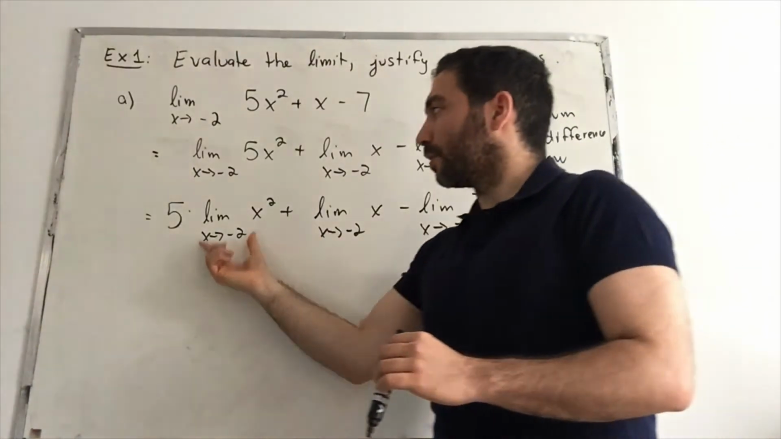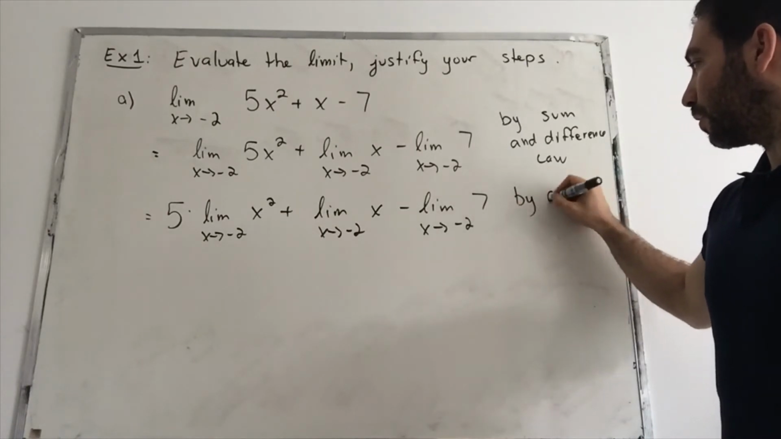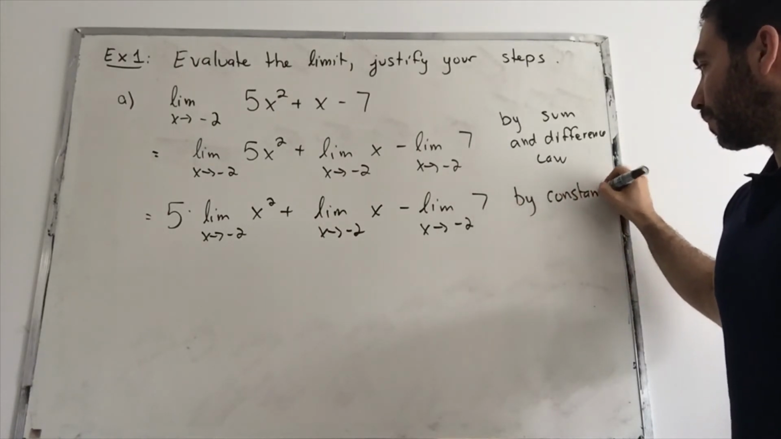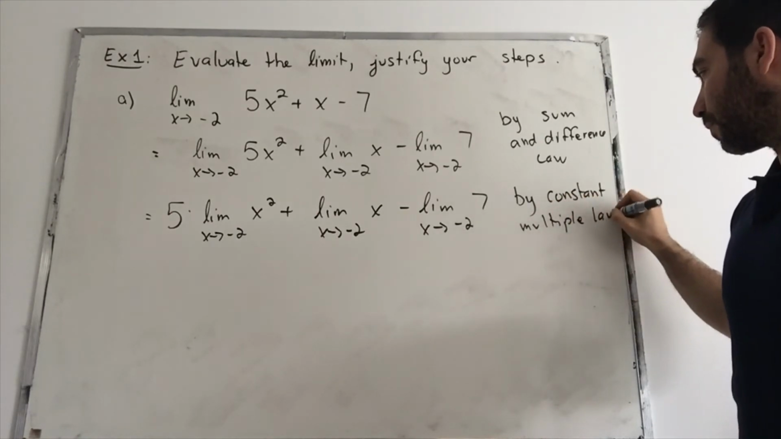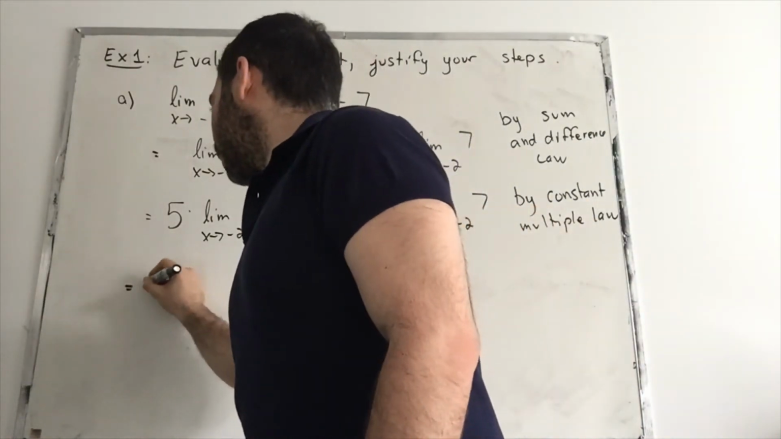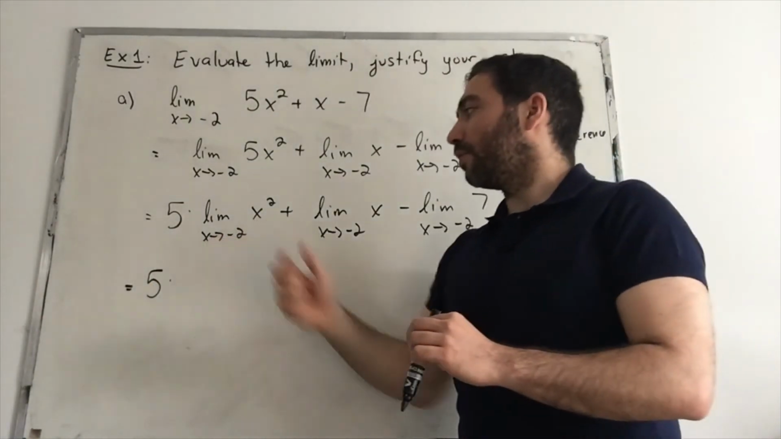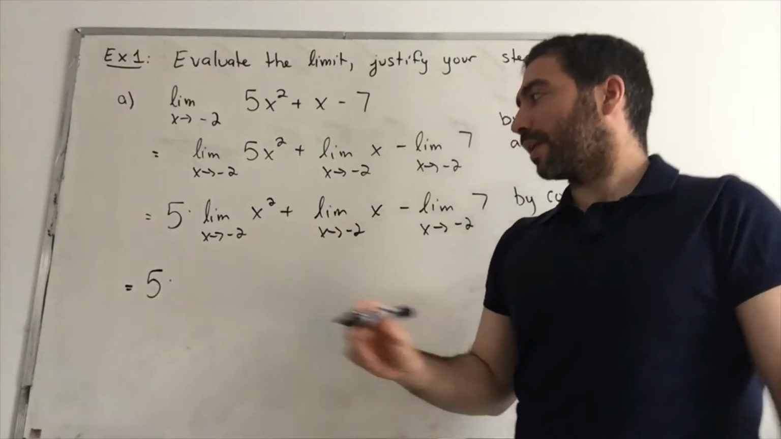So all we really did here is take out the 5, and we're allowed to do this by the constant multiple law. And now for the first term, let's evaluate the limit using the power law. So we're taking the x and we're essentially substituting it by -2.